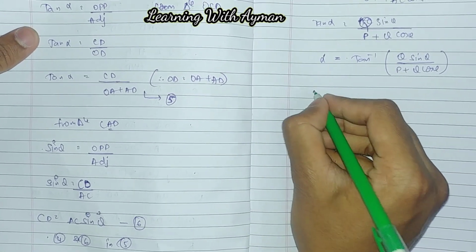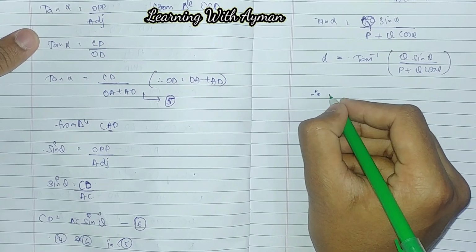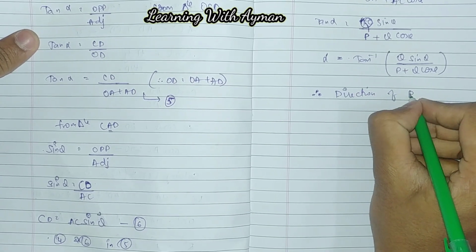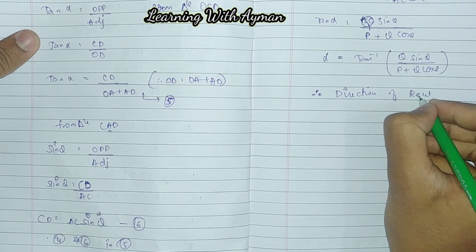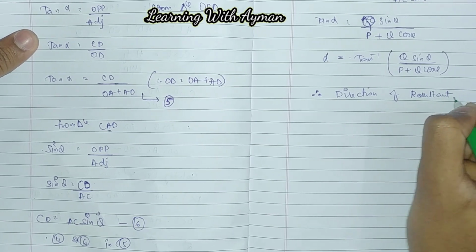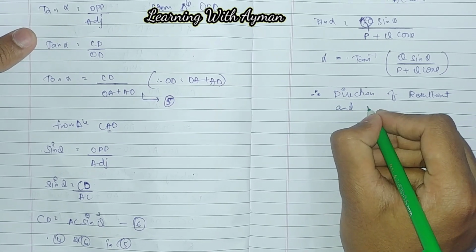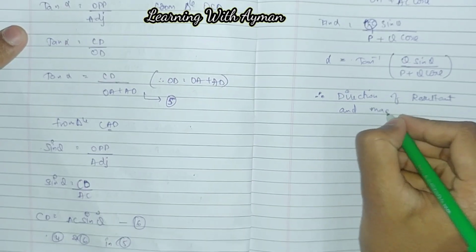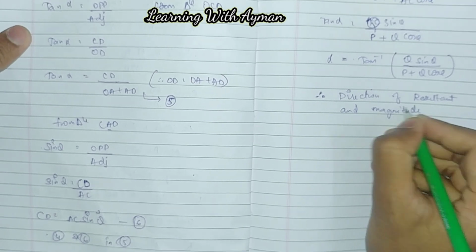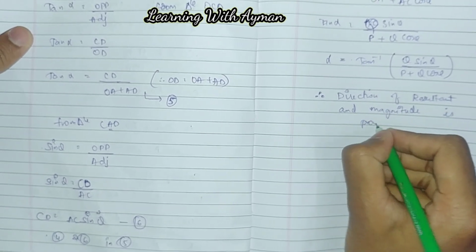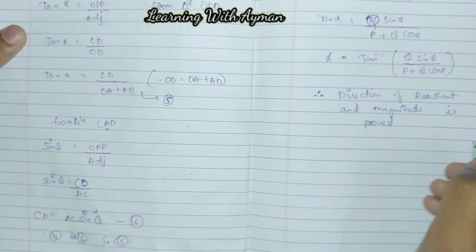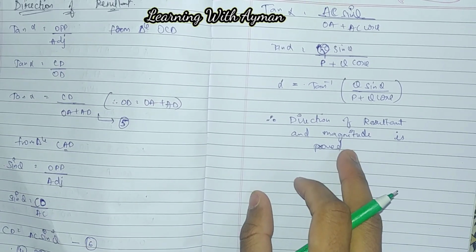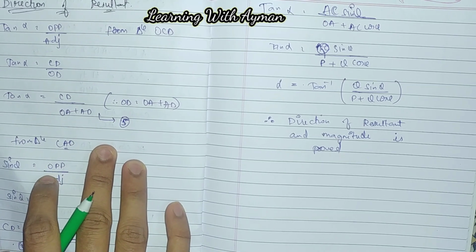Therefore, this is the direction of the resultant and this is the magnitude. The magnitude is proved. Therefore, we have done the question. The magnitude and direction of the resultant are proved.